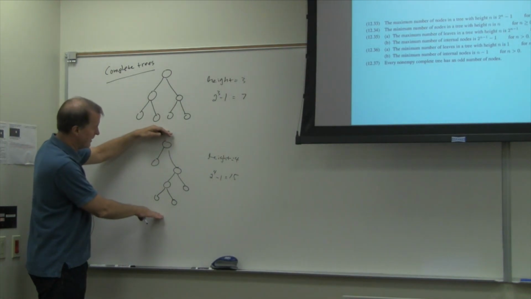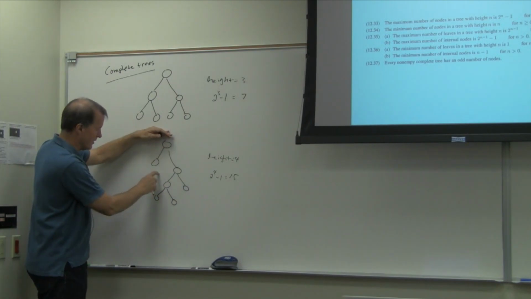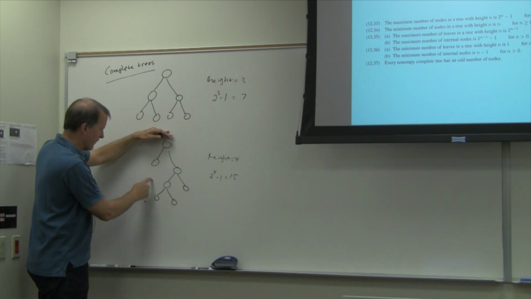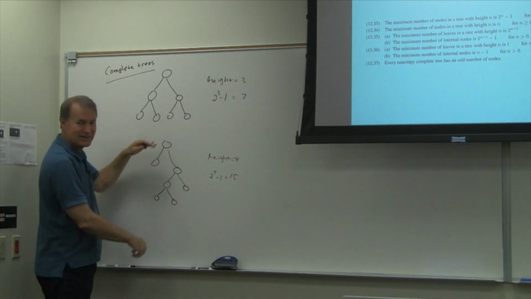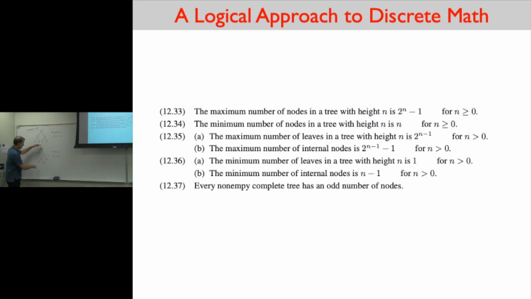In fact, if you did, I won't draw it, but if you can visualize it, it'd be 1, 2, 3, and then 4, 5, 6, 7, then 8, 9, 10, 11, 12, 13, 14, 15. You can kind of visualize that. But if you go one more, so that's the maximum. So the maximum number of nodes in a tree of height n is 2 to the n minus 1.